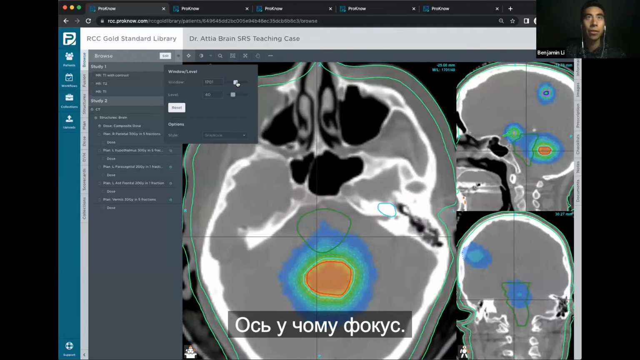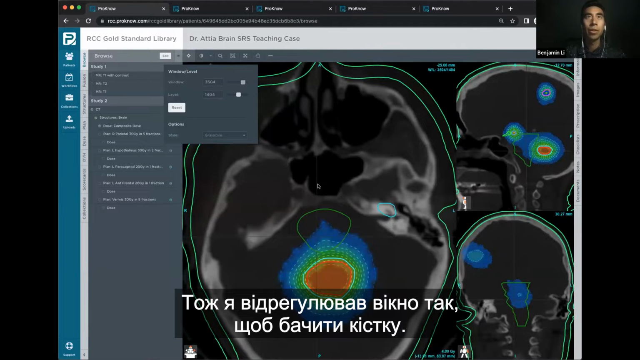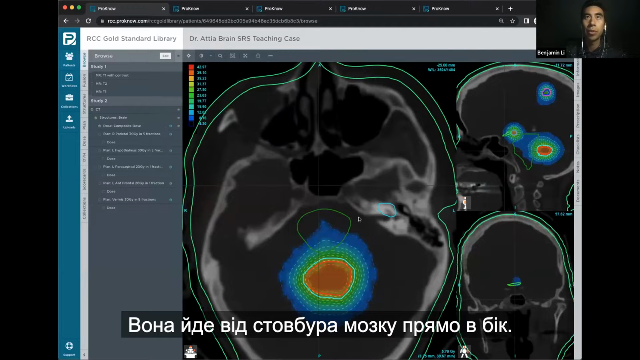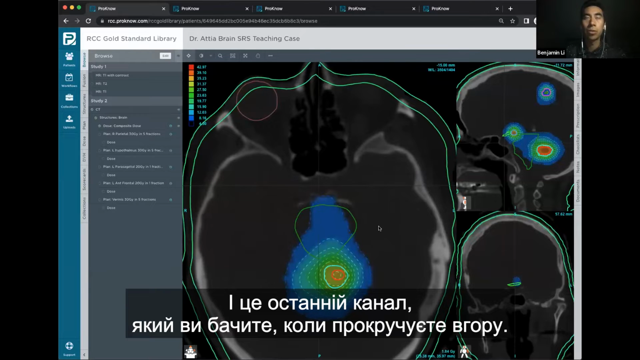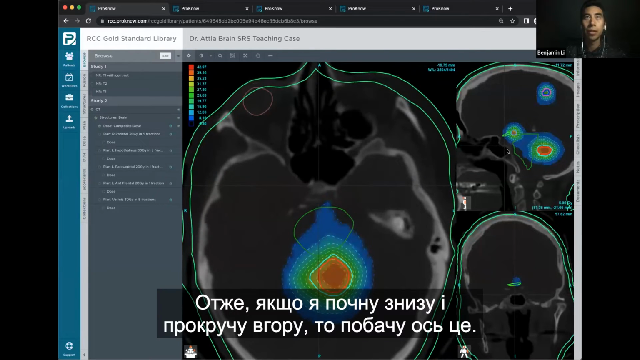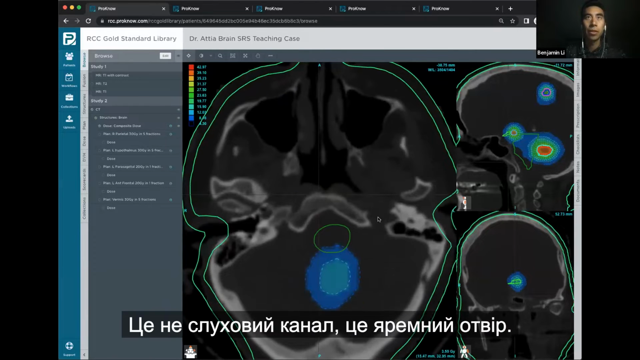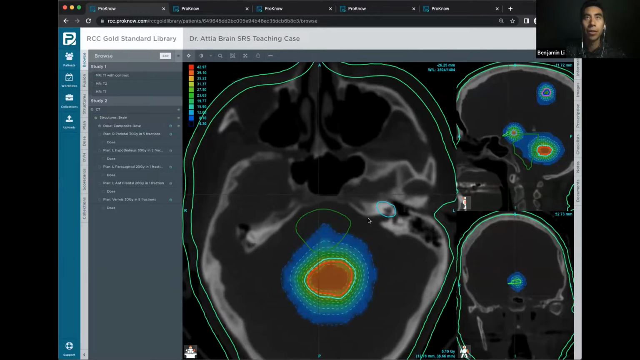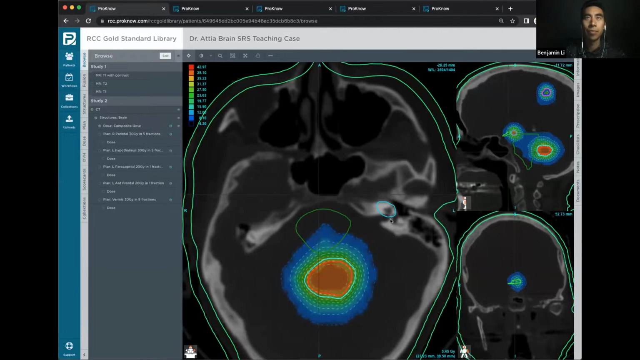So that's the trick. I adjust the window so I can see the bone. And then this is the auditory canal. It goes from the brainstem directly to the side, and it's the last canal you see when you're scrolling up. If I start at the bottom and scroll up, I see this. This is not the auditory canal. This is jugular foramen. I scroll up more, and then you see this one. So this is the auditory canal, and the circle in front of the auditory canal is the cochlea.